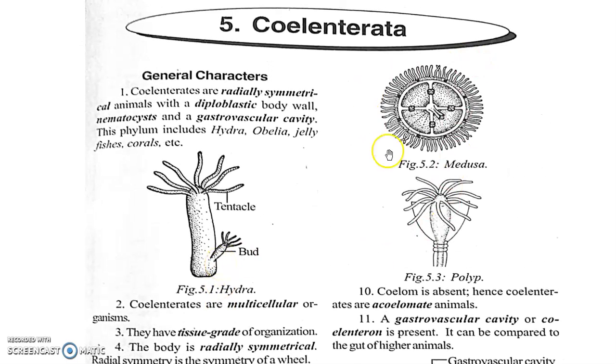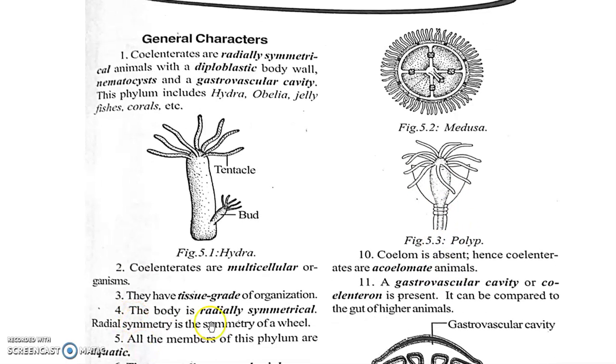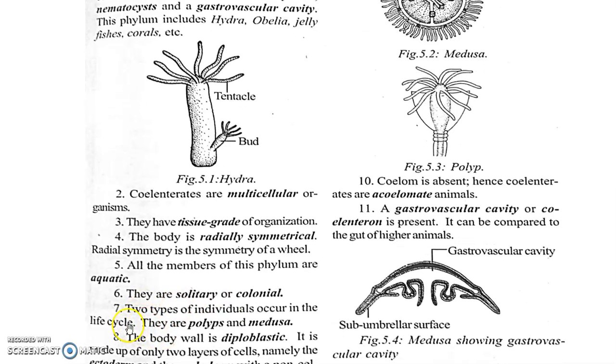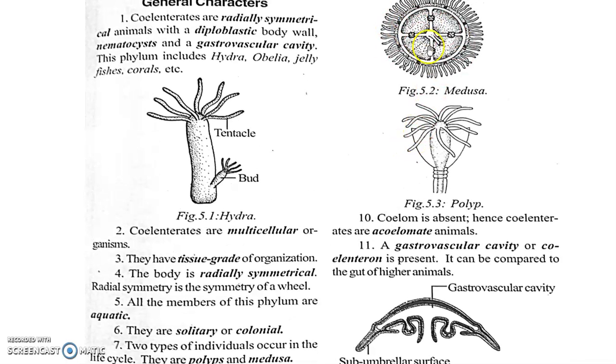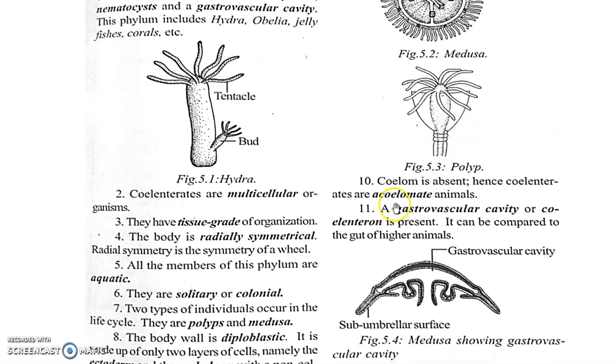Then this is a medusa and polyp. Here you see two types of individuals occur in the same organism. Medusa is umbrella shaped and it is attached to the body. Polyp has the tentacles. These are also having the tentacles, radial tentacles, marginal tentacles.